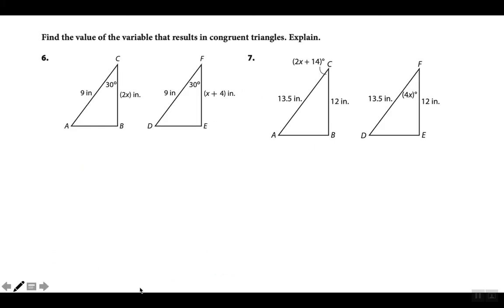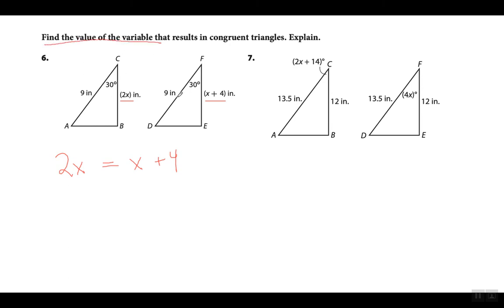All right, now these have algebra in them, all right? Estos tienen álgebra. All right, so find the value of the variable that results in congruent triangles. So as you can see, in order for these two triangles to be congruent, they got to have SAS. That means this side has to equal this side in order for the triangles to be congruent. So that's how I'm going to set up my equation. This side has to equal this side. So that's what I'm going to write. 2x has to equal x plus 4. And I got to find the value of the variable.